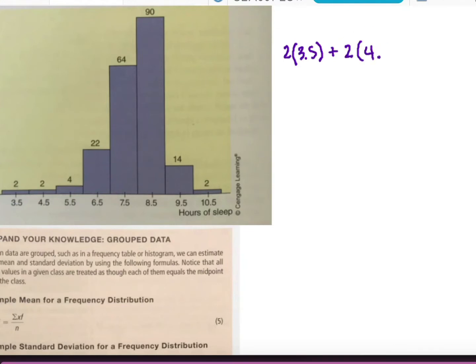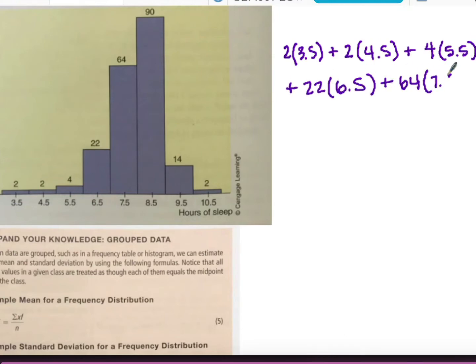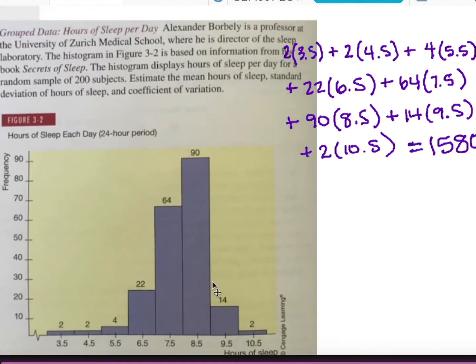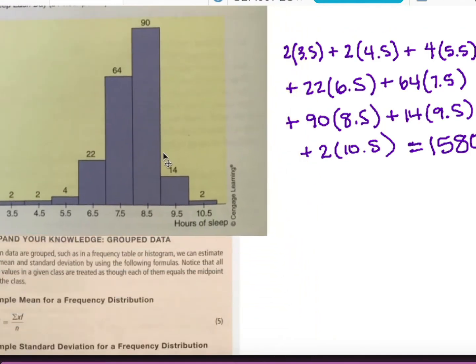We're going to add all these together. I got a total of 1,580. And so pretending that each value in the histogram was a midpoint value, that would have been the total of all the values. And how many values were there? They say there were 200 subjects added together. So this is 200 people's hours of sleep all added together.